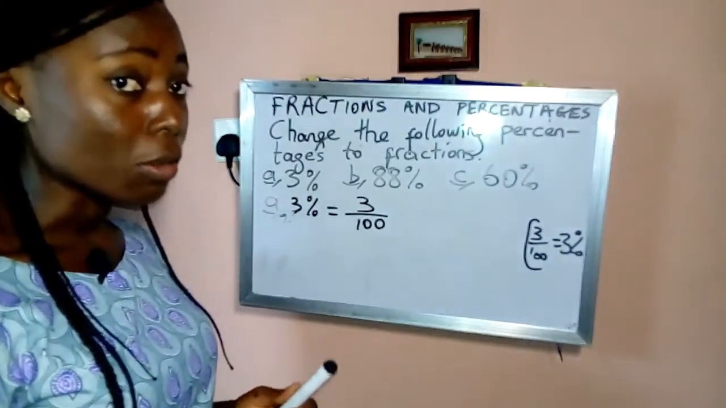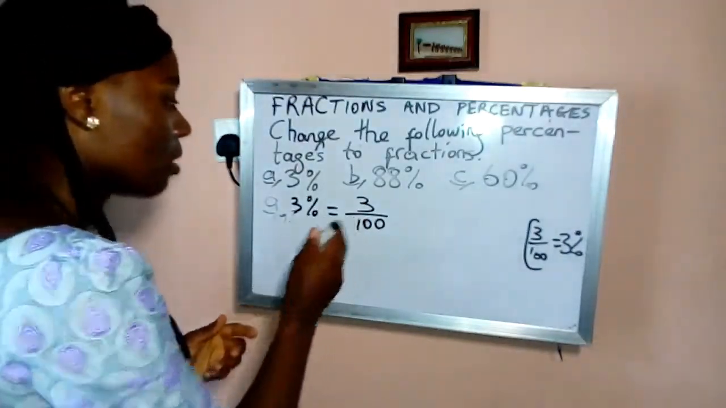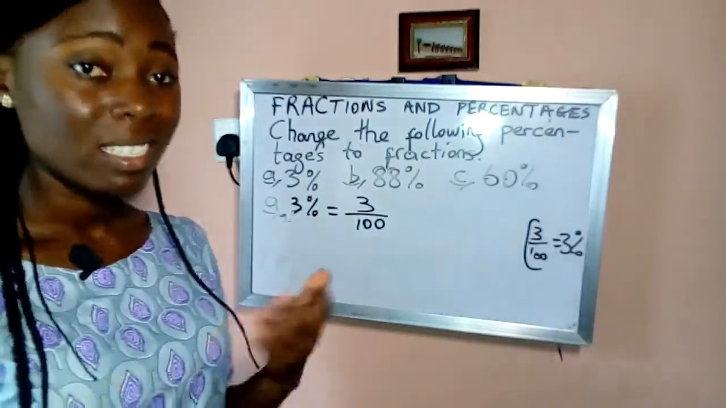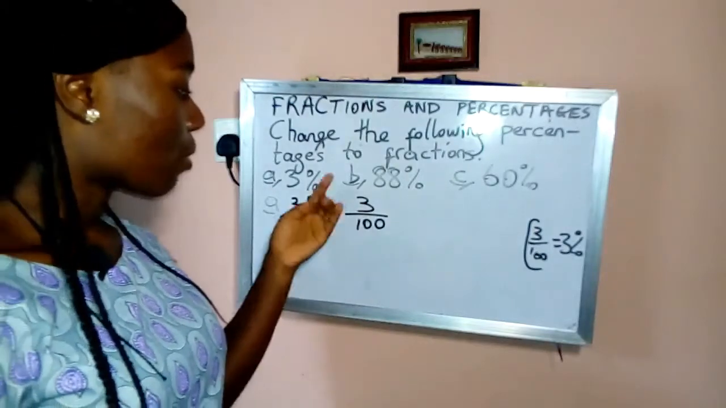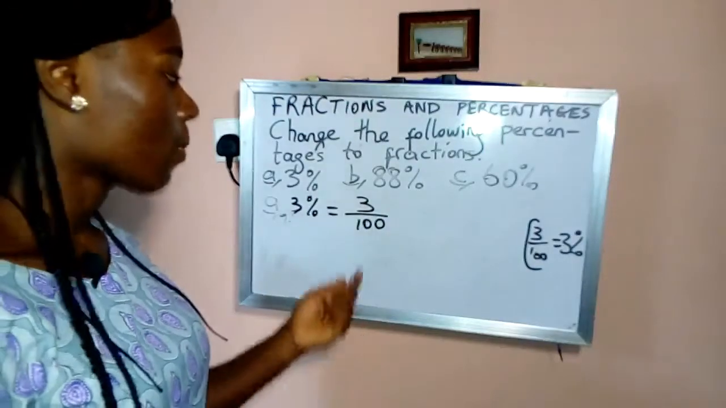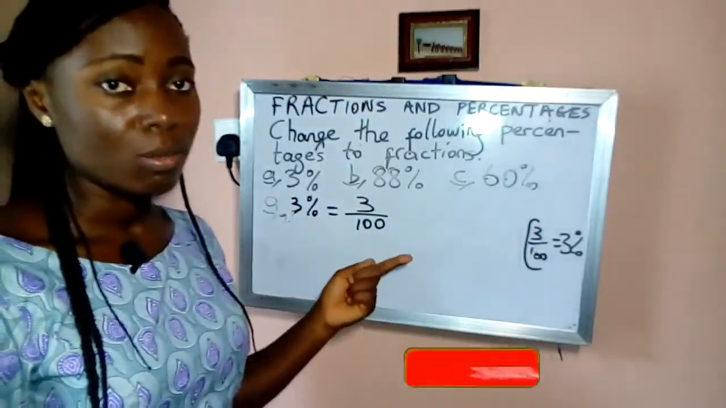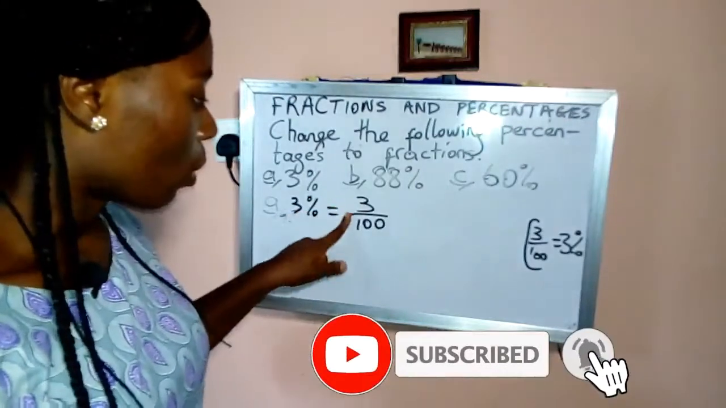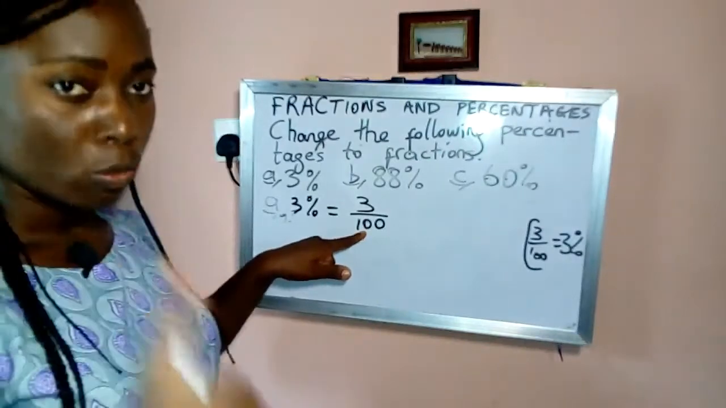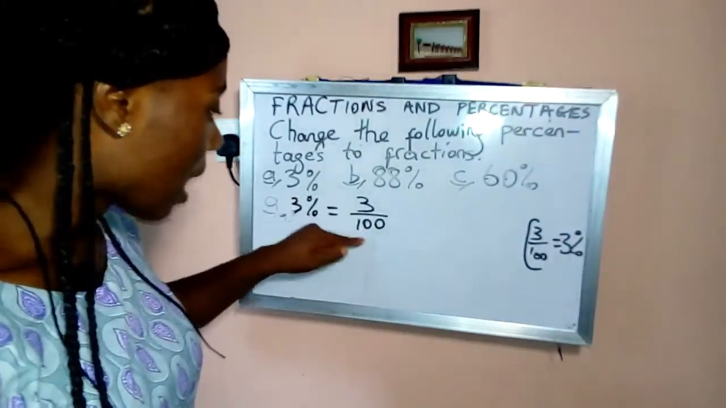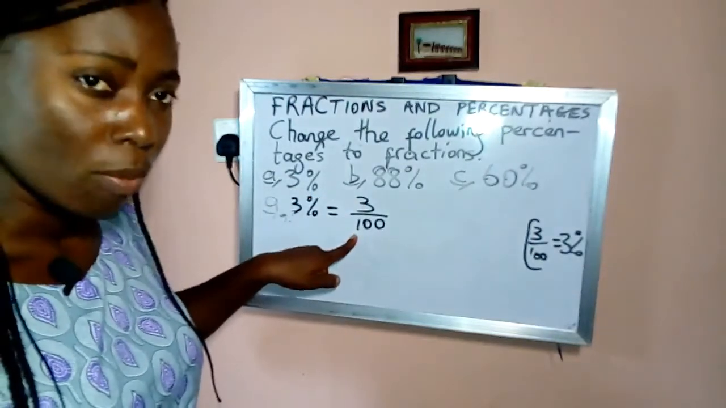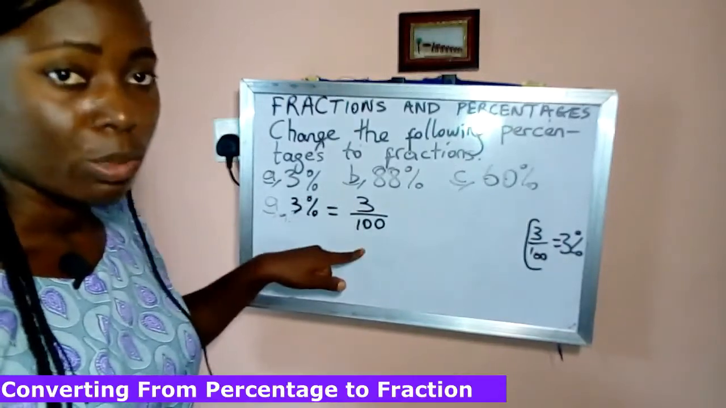We are told to convert to fractions, not decimals. So 3 over 100. It is necessary to reduce whatever fraction you get to its lowest term. That is, make sure that there's no number that can divide both the numerator and the denominator without a remainder. Looking at 3 and 100, 3 is an odd number, 100 is an even number, so 3 cannot go into 100 without a remainder.